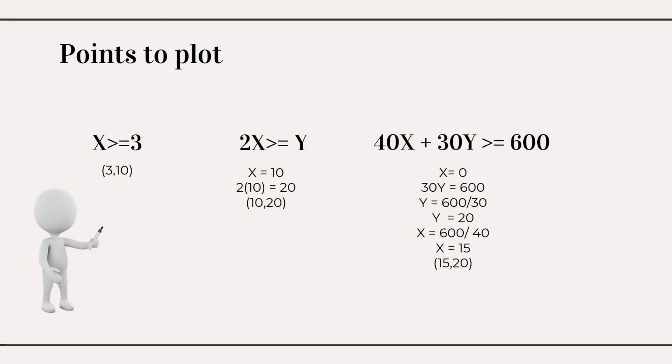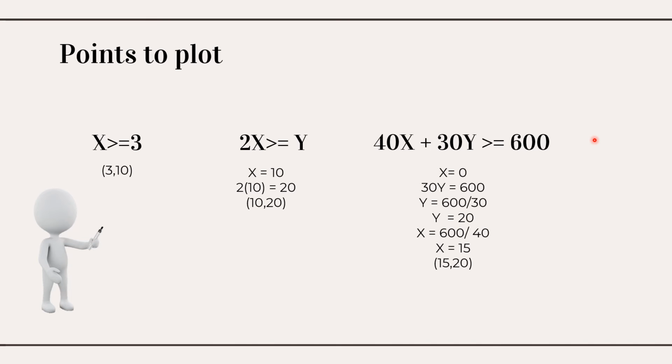First, we will find the points to be plotted with the following restrictions. The first restriction tells us that x is greater than or equal to 3. The points are 3 and 10. The second constraint is 2 times x, which is greater than or equal to y. X equals 10, 2 times 10 equals 20. The points are 10 and 20.